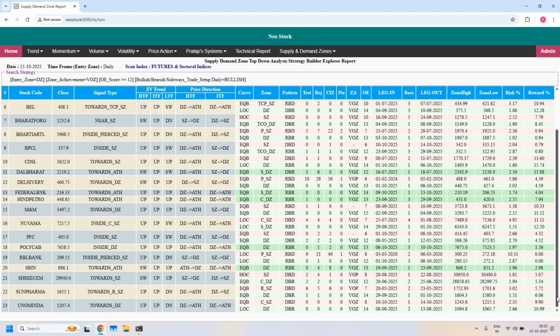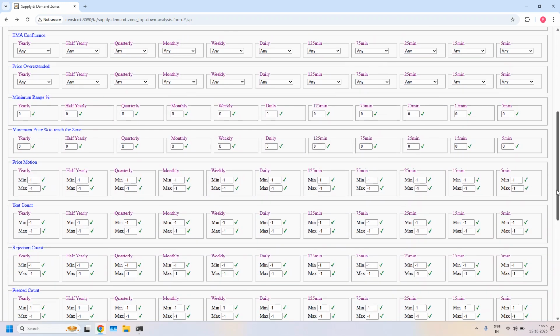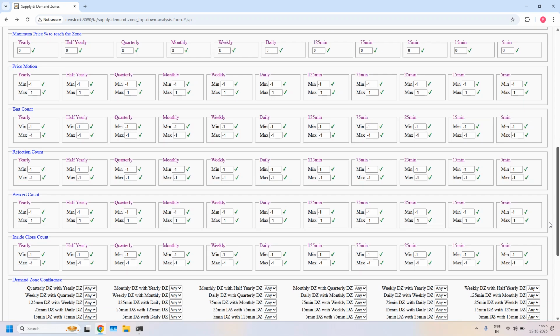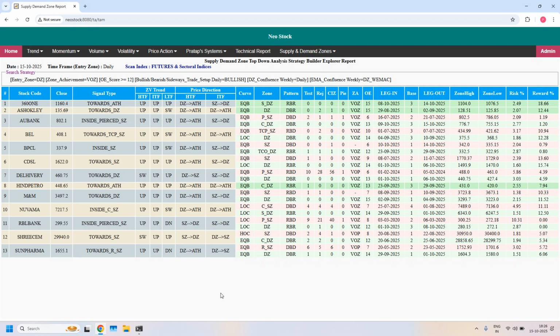So first strategy is LTF ITF demand zone confluence and ITF EMA confluence. That is a daily and weekly demand zone confluence, LTF and ITF. And then ITF EMA confluence, that is a weekly demand zone having weekly EMA confluence, because weekly trend is up in bullish trade setup, that is ITF trend is always up. So we got 13 stocks.